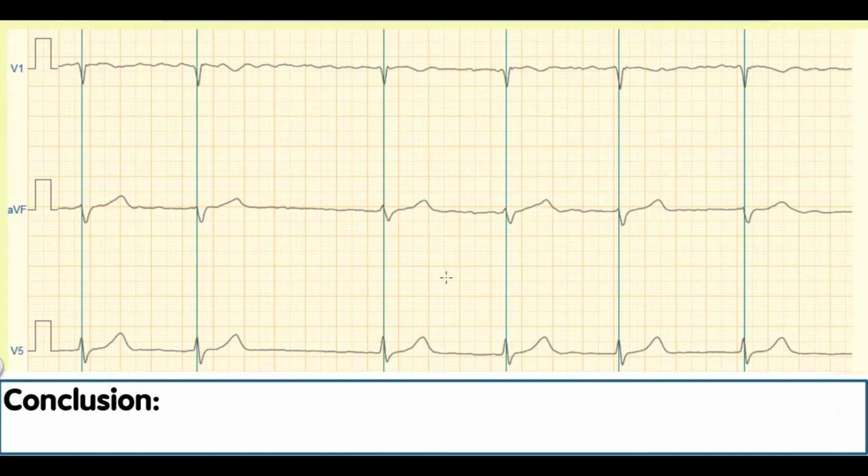Hello, this is ECG case of the week from Fox Terrier. Look at this ECG, press pause and try to make a conclusion in comments. At the end of this video we will describe the electrophysiological mechanism of this disorder.